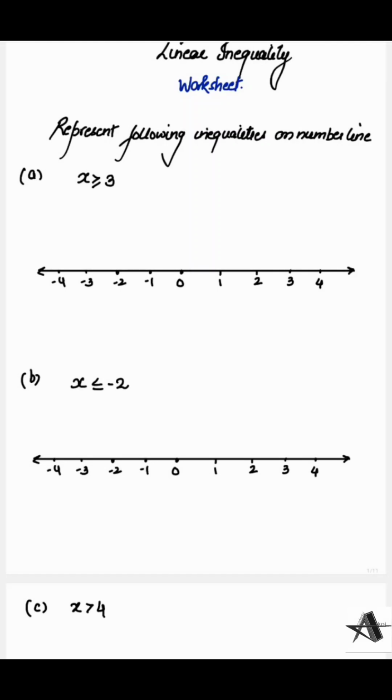Worksheet on linear inequality. This sheet is mainly for the KS3 curriculum, but those who are not aware of linear inequality, for GCSE also, they can get help. There's one more worksheet which is specifically designed for the GCSE, where the harder questions are also there. And if you are following any other curriculum, this worksheet will also help you because it will clear the basics of linear inequality.